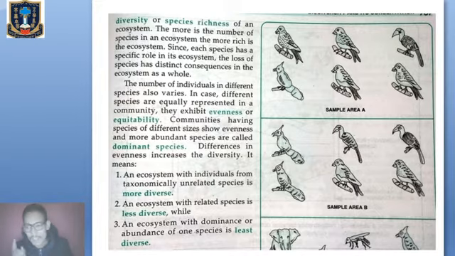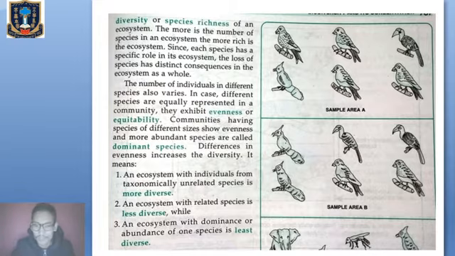In that case, that ecosystem will be less diverse. There will be less diversity. An ecosystem with dominant species, or let's say the species with more abundance, will become the least diverse one. Therefore, for the ecosystem to be more rich, it must contain species which are not related. They must belong to different taxonomic groups. Then only will that ecosystem be more diverse.